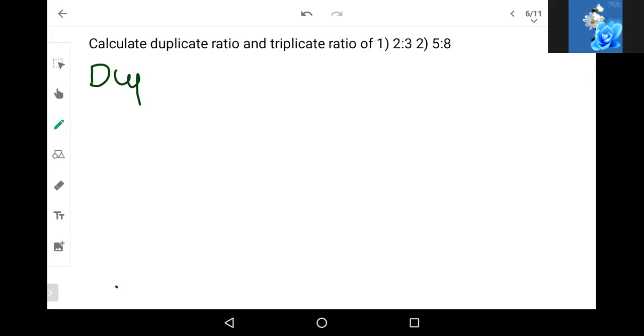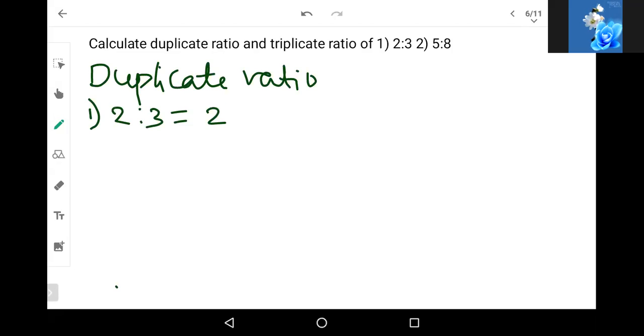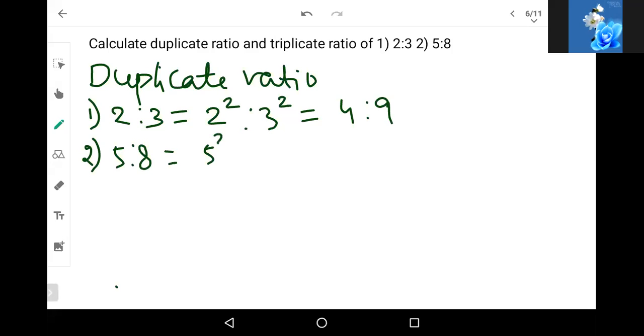Now first we will find duplicate ratio. Now duplicate ratio of what is the first question? 2:3, which is nothing but 2 square is to 3 square, which is 4:9. Okay, so this is the duplicate ratio. And then very good, second one, 5:8. 5 square is to 8 square, so 25:64. Very good.